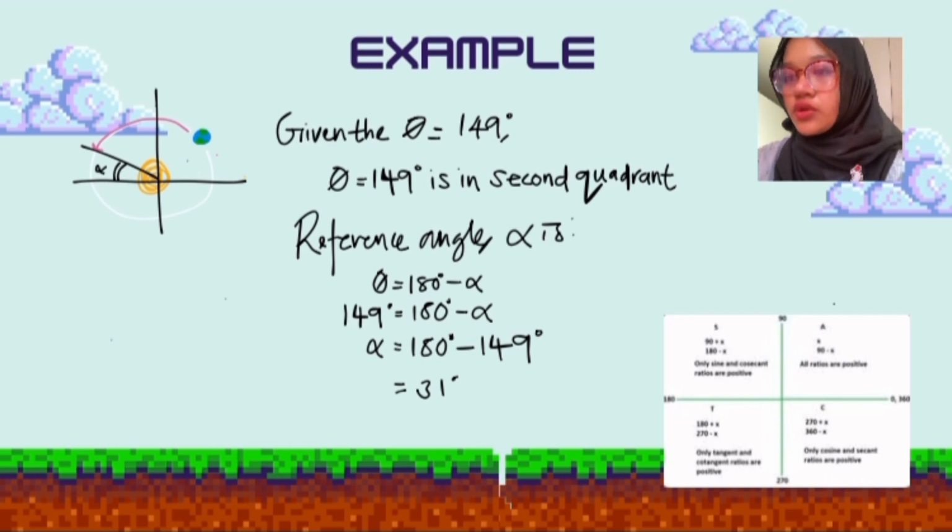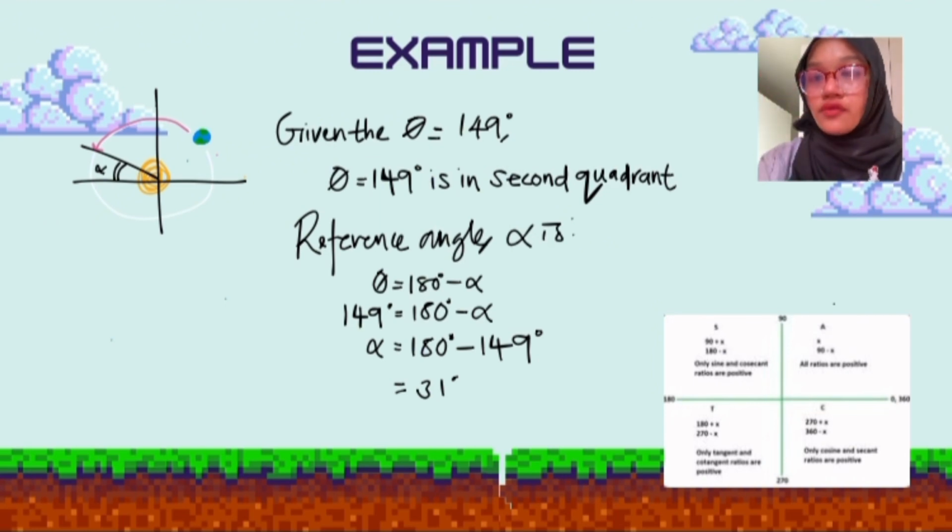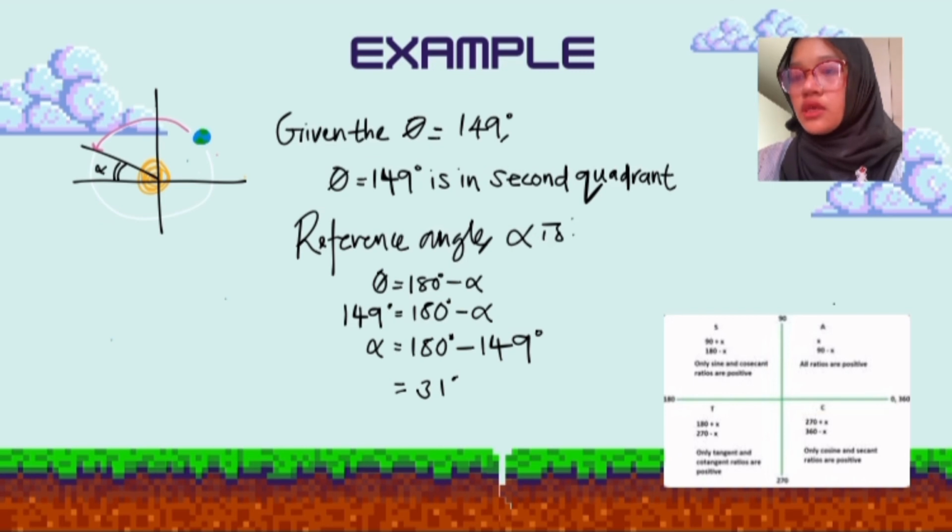So the angle equals 180 minus the reference angle. We put in the value of the angle, which is 149, equal to 180 minus the reference angle. Then we move the reference angle to the left side, and you get 180 minus 149. Put it in the calculator, and we get 31. And that's all for example 2.